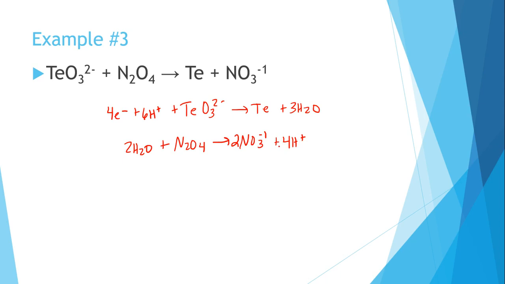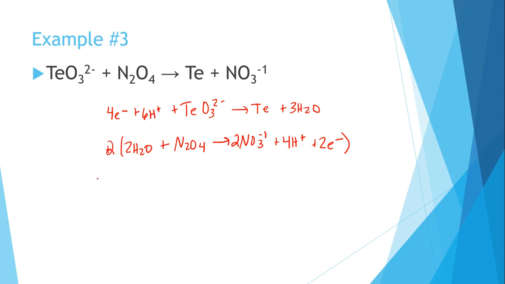Once I do that, I need to balance my charges. So here I have a plus 4 and then 2 to the negative first. So 4 minus 2 gives me a positive 2 on the right. There's no charge on the left, so I need to add 2 electrons. Then what we can do is we can actually make sure that the electrons equal. Here this is 4 electrons, this is 2 electrons, so I'm going to multiply the entire bottom equation by 2.